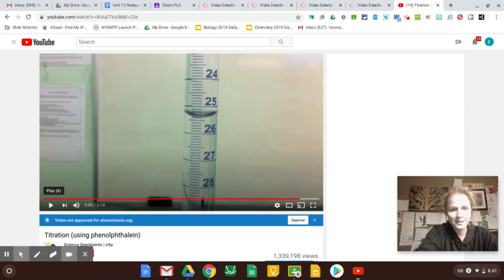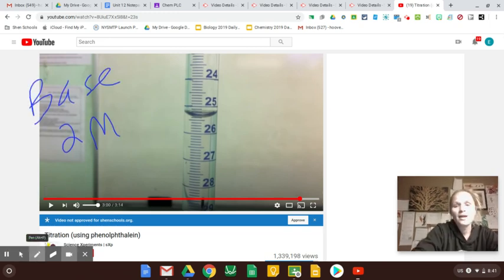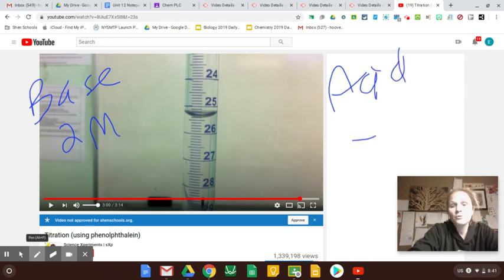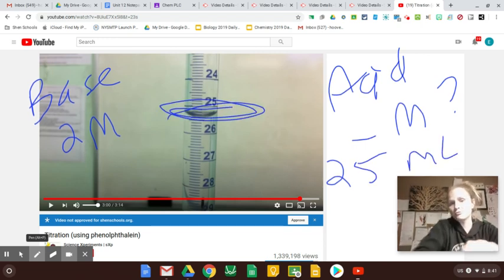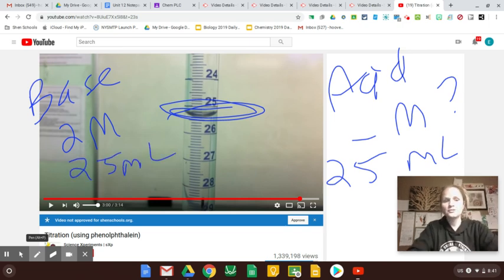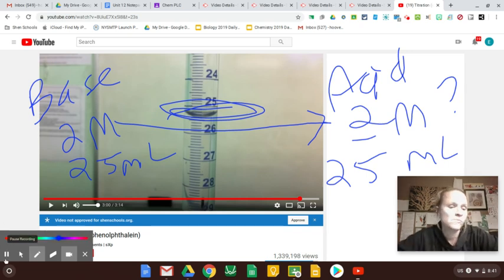So I know my base was a 2 molar, and my acid, I don't know what it was for molarity. That's what I'm trying to figure out. But I at least knew how much I had. I could measure that. I had 25 mils of it. And now I see it took right around 25 mils of that base to neutralize it. So then I'm like, okay, they must have the same molarity. It must be 2. It's not always that simple sometimes, and maybe it took twice as much acid than base.